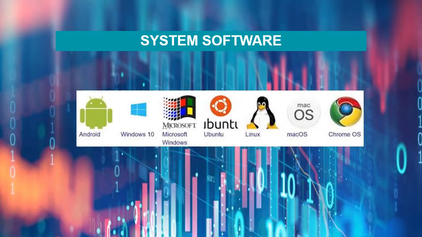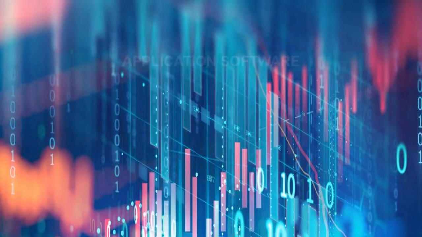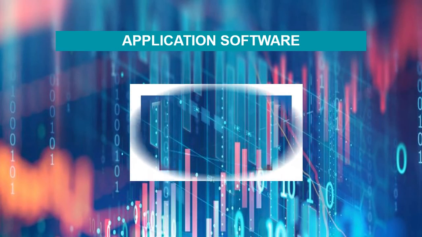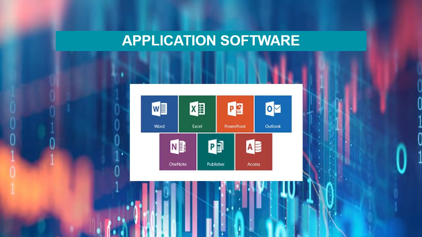So we have here examples of system software, or what we call operating systems. For phones, we have Android. For laptops and computers, we have Windows, Ubuntu, Linux, Mac OS, iOS for iPhones, and Chrome OS. For application software, there are a lot. We have for Microsoft Office, MS Word, Excel, PowerPoint, Publisher, and more.